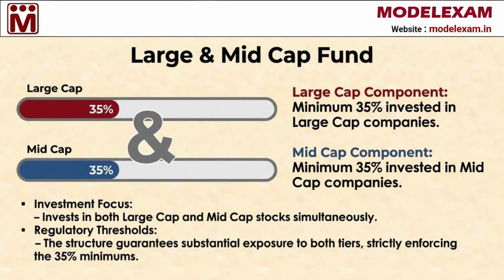Expanding on the idea of company size, we find the large and mid cap fund, which allows for a mixture of two different tiers of the market. To ensure a balanced exposure, the rules mandate that at least 35% of the money must be in large cap companies, while another 35% must be kept in mid cap companies at all times.